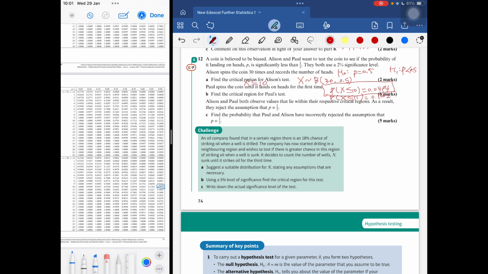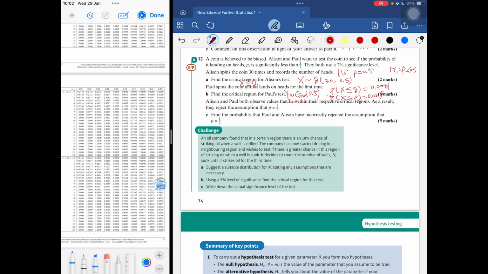Paul spins, so Y is following 0.5. So the significance level 2%. Oh, sorry. I think I found 5%. I made a mistake. So for 2%, it is 8 and 9. So this is not the proper one. For 8 it was 0.0081, and for 9 it was 0.0214. So X is smaller than or equal to 8.